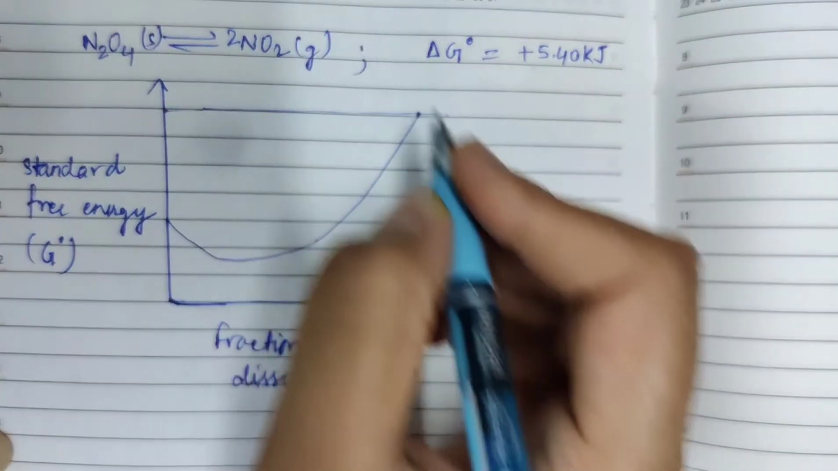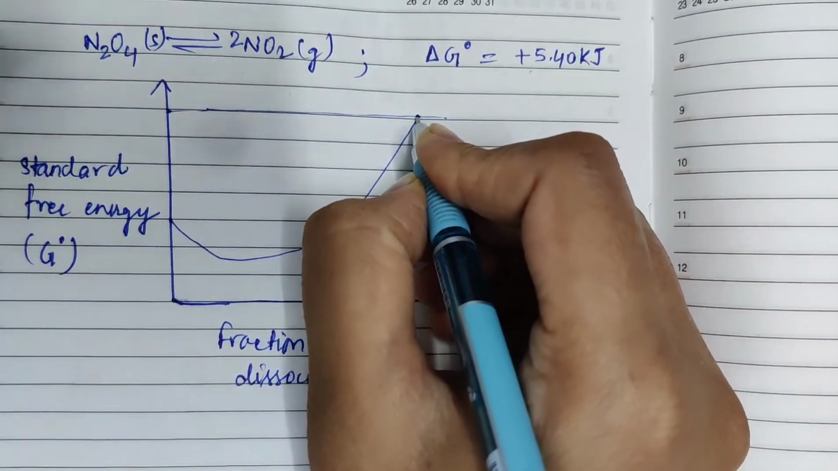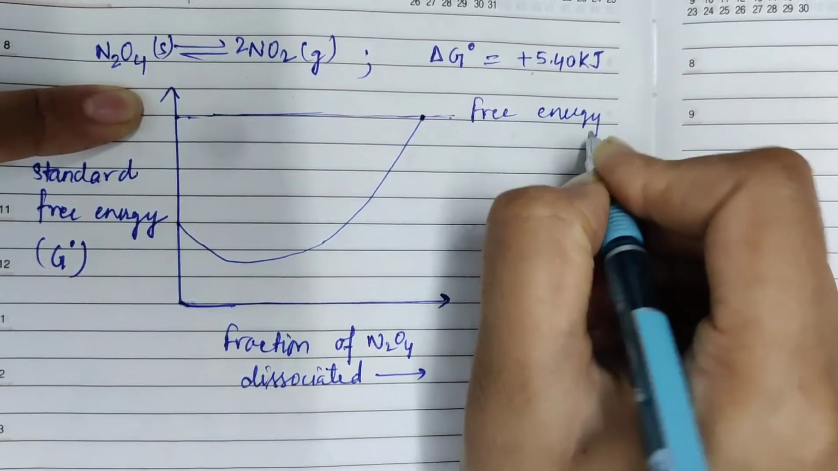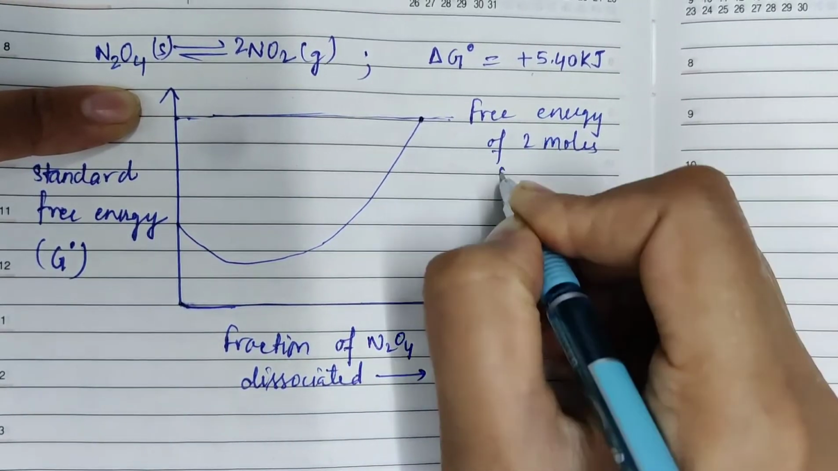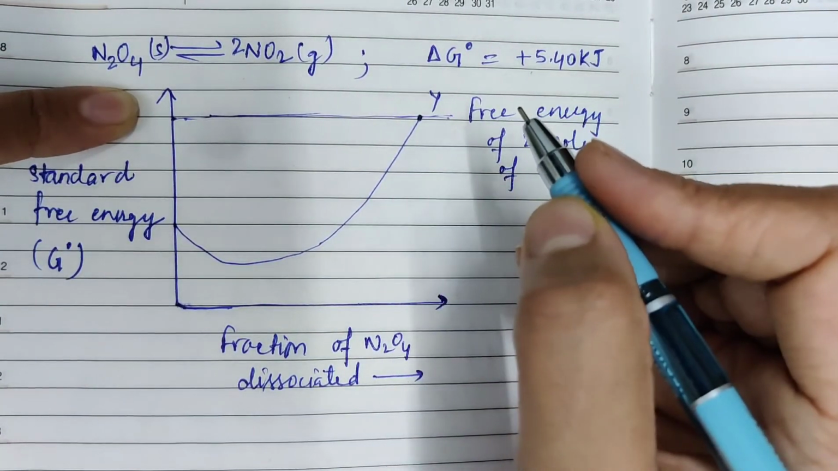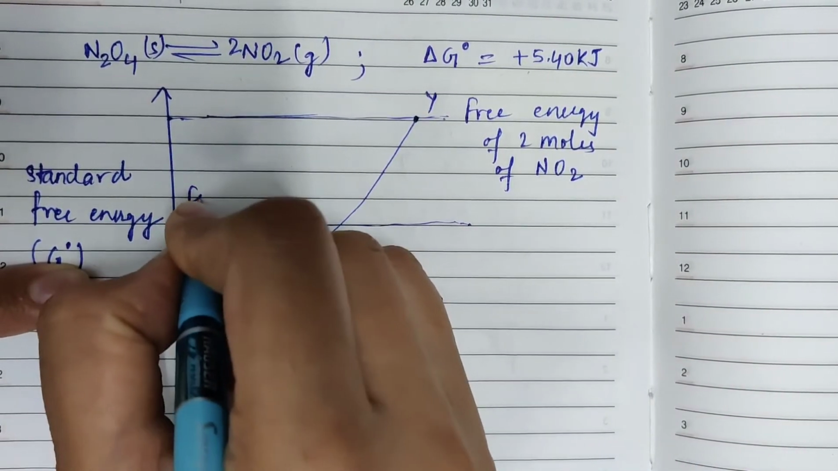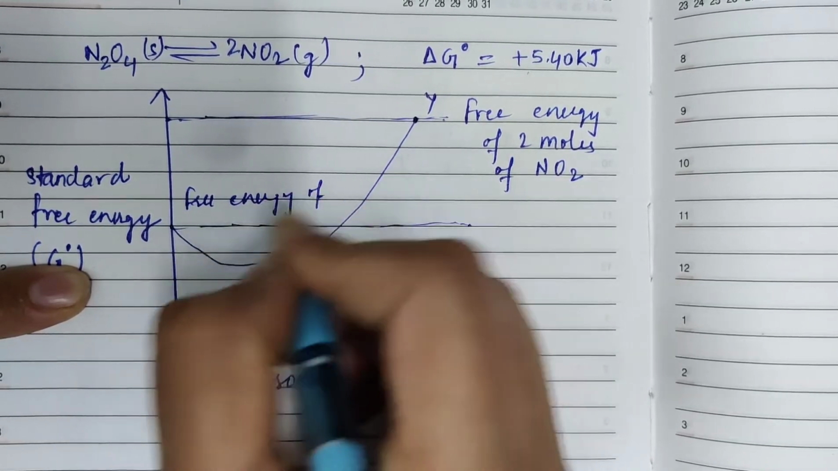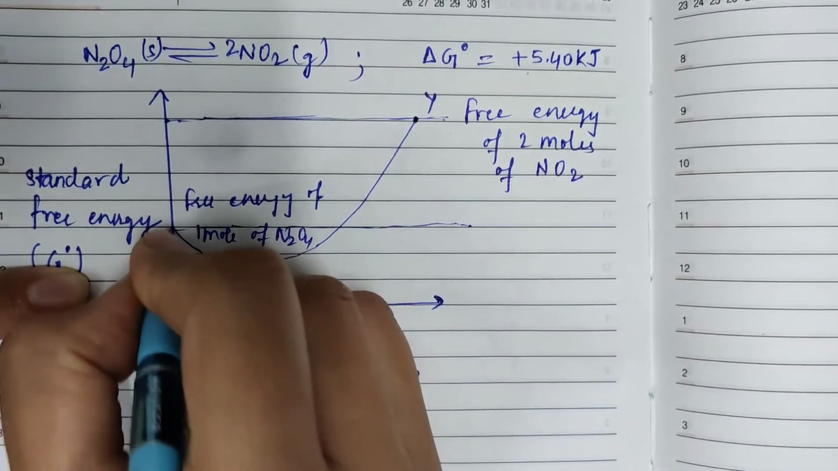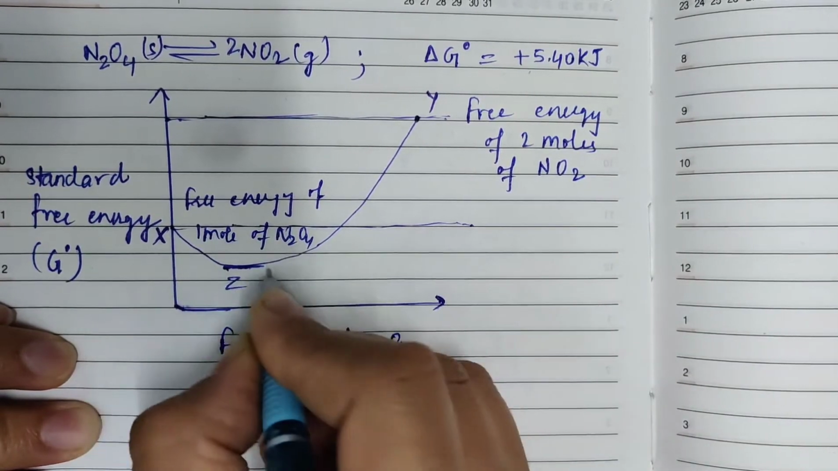If you see, there is a stoichiometric coefficient too. So let's say this is the value of free energy of 2 moles of NO2. Give it a value Y. And this is the free energy of 1 mole of N2O4. Let's say this is point X. And this is the equilibrium, that is point Z.